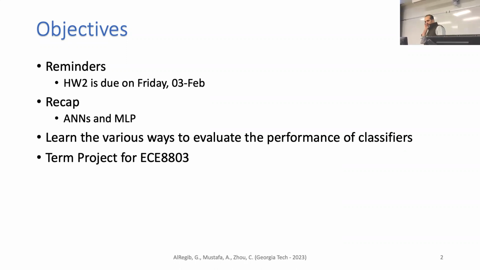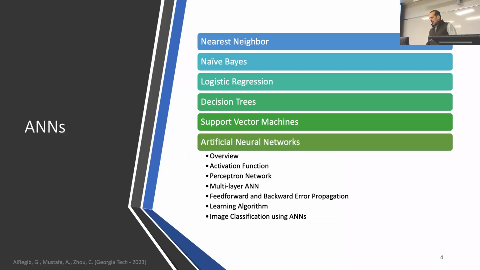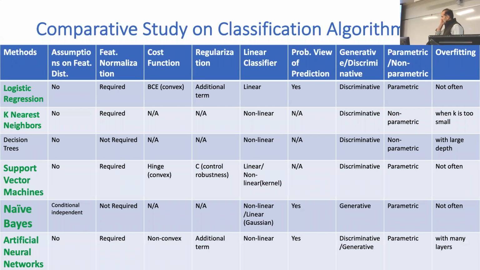And then I will talk about how to evaluate the performance of classifiers. This is a really very important part of your homework number 2. And then I will talk about the project for the graduate section. Okay, so this table summarizes all our classification algorithms. And I will not really get into the details of this one.